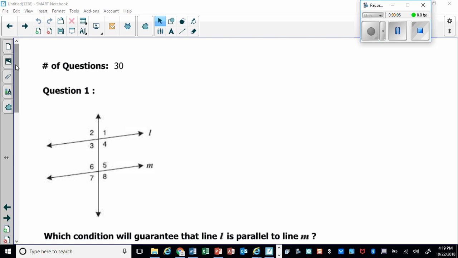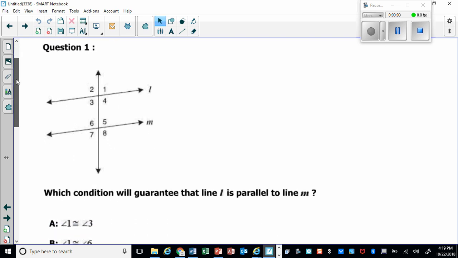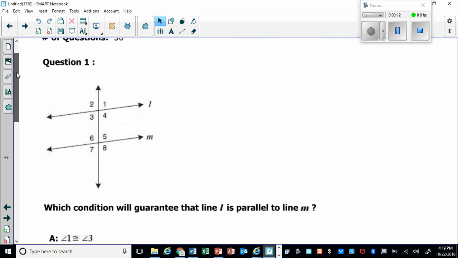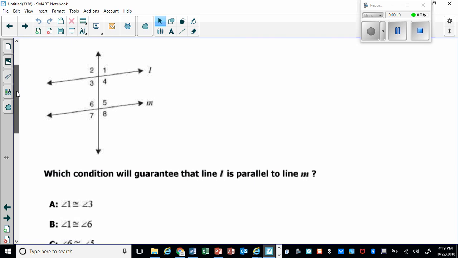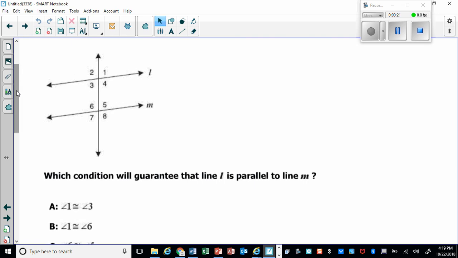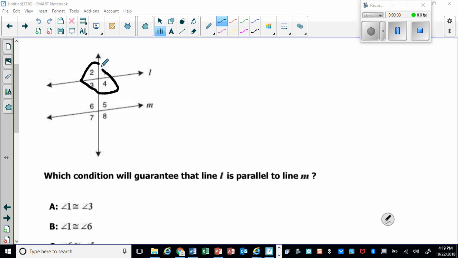All right, I'm going to quickly go through the Unit 3 30 question review. So my number one looks like this. Your number one might be a little bit different, but you guys can find it. All right, so this one says, which condition will guarantee that line L is parallel to M? So whatever answer you pick, one of them has to come from the top side, and then the other angle has to come from this side, okay? Because you wanted to prove L is parallel to M.